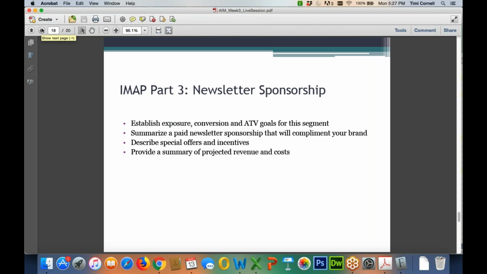And then finally, we have the newsletter sponsorship, and this is where we're going to establish exposure goals, conversion rate goals, and ATV goals. Summarize a paid newsletter sponsorship. So what I'm looking for here is, what is the name of the newsletter? What types of content is presented within the newsletter? Where is your ad going to be placed? What types of content is it going to be placed next to or near? And keep in mind, you want to select a partner company that's going to complement your brand. You'll also describe special offers and incentives and provide a summary of projected revenue and costs.